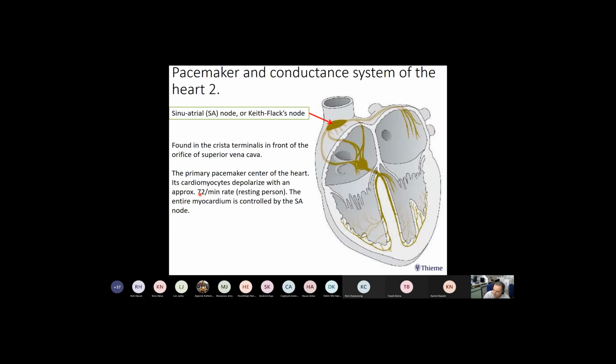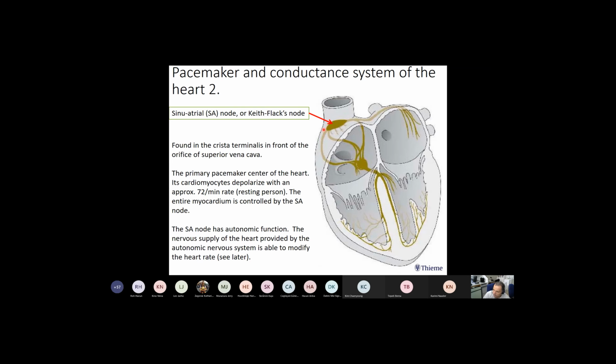And if we are resting, 72 contractions in a minute on average will take place. From here, the whole heart is controlled. First, we have bundles which carry this signal to the other centers, and then it will be spread everywhere in the heart. The sinoatrial node has its own ability to generate the contraction. So there is no need for higher order control on this.